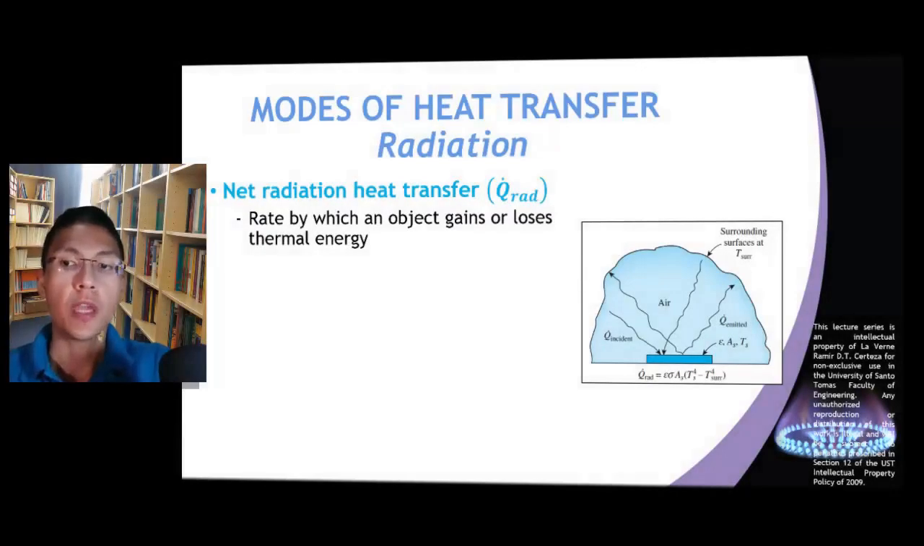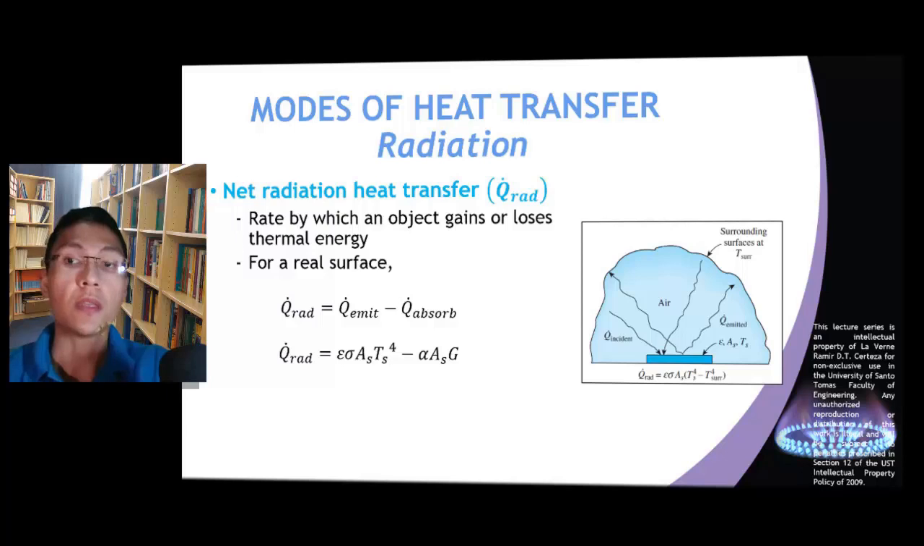Since we know that radiation can be emitted and absorbed by a surface simultaneously, then we must now be able to compute for the net radiation heat transfer from a surface. This is denoted by Q dot rad. For a real surface, the net radiation heat transfer is computed by subtracting the rate of absorbed radiation from the rate of emitted radiation. Now we can simplify this formula by setting some assumptions.